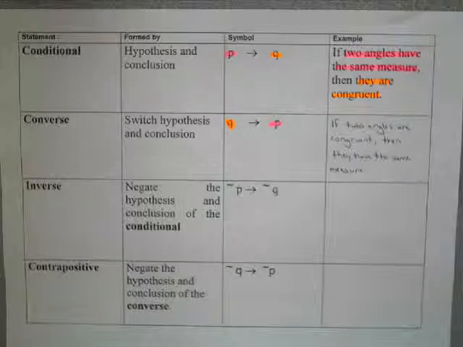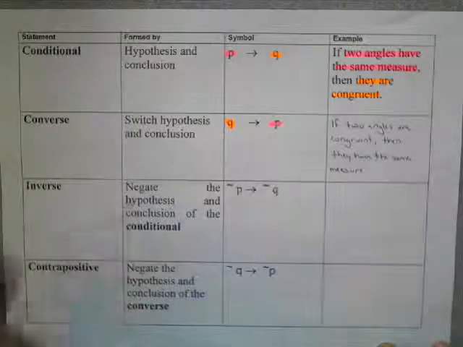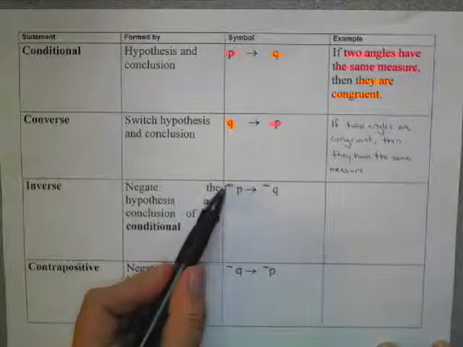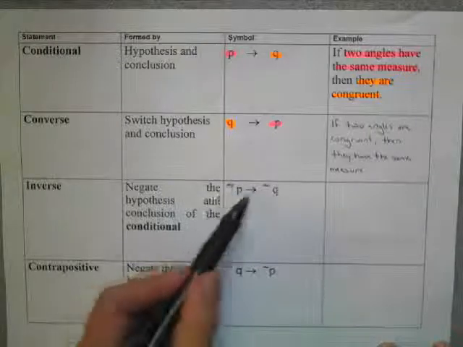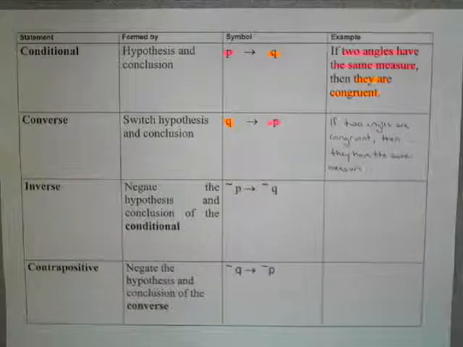The inverse is we leave the same order and we do what's called negate. So negate means do the opposite. So we use a symbol like a little squiggly line. That means not P, then not Q. And when you negate something, you can use words like won't, don't, can't, isn't, not, etc. It depends on what makes sense grammatically.